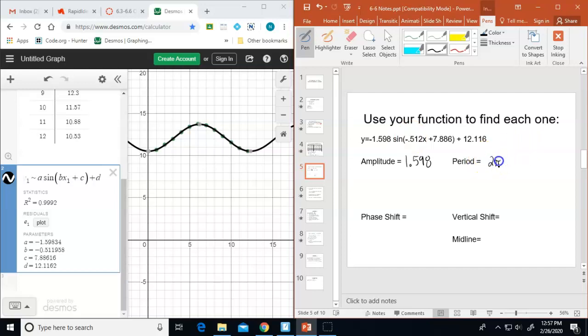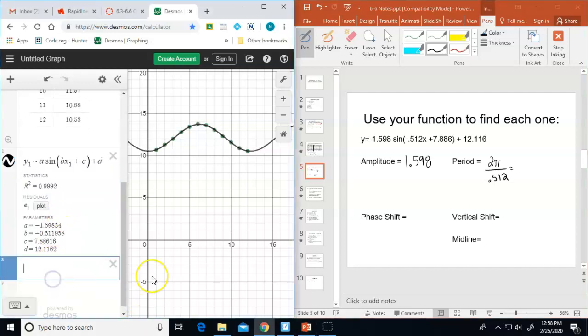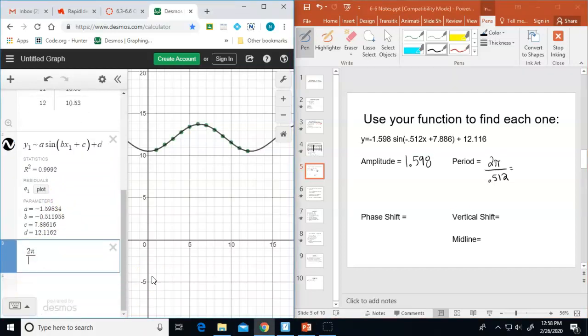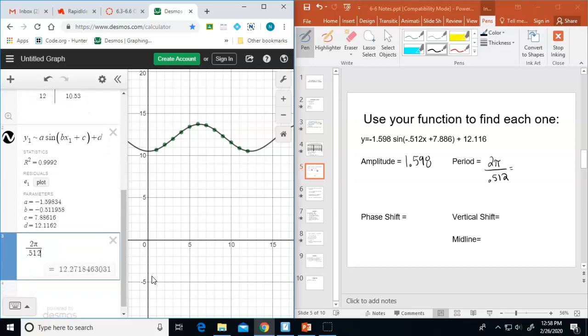Period, we're going to do 2 pi over 0.512. Desmos, for some reason, gives you a negative right here, but your period can never be negative, so ignore that negative right there. That's going to flip the graph over the y-axis, but you don't really even need to know that. You just need to know how to find the period. It's always positive. So you're going to do 2 pi divided by 0.512, which we can even do on Desmos. 2 pi divided by 0.512, and we get 12.272.